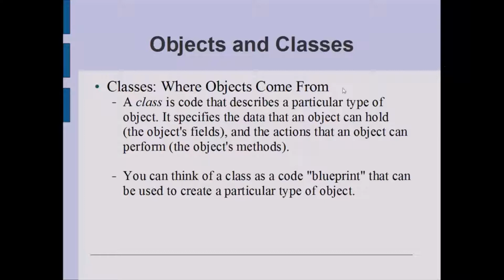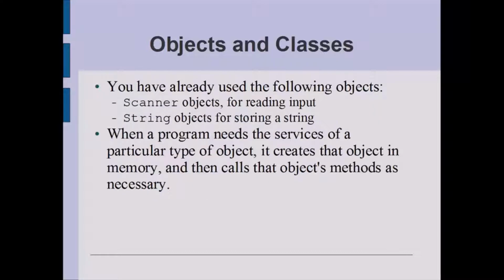Now, we have already used classes before. We have used the Scanner object and the String objects. The Scanner object was based on the Scanner class, and the String object was based on the String class. When a program needs the service of a particular type of object, it can create that object based on the class, and it can create multiple copies of it. For example, if we need more than one string, we can create more than one instance of the String class. Generally we won't create multiple instances of the Scanner object, but we can.